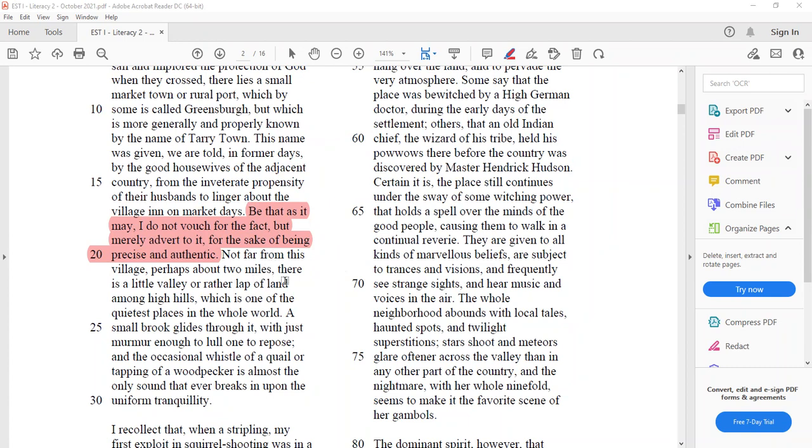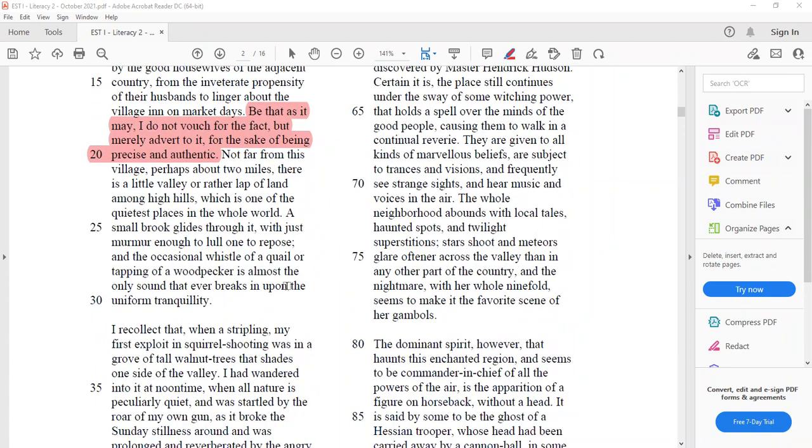For the second one, from 31 to 34, from "I" till the word "valley." Okay, mister, let's read it. I recollect that, the narrator. I recollect that means I remember that. When a stripling, means young man, my first exploit, so he's talking about his age when he was young.